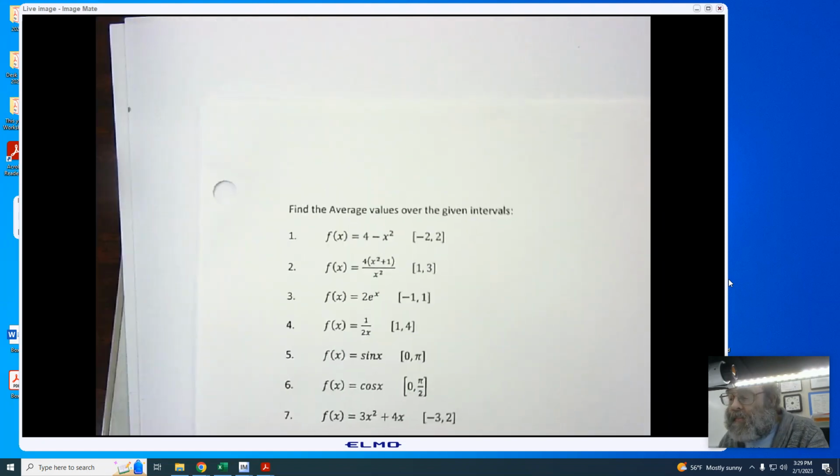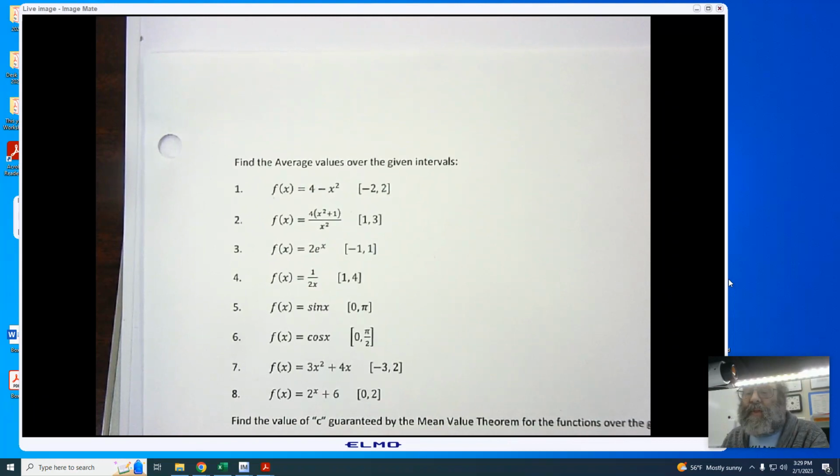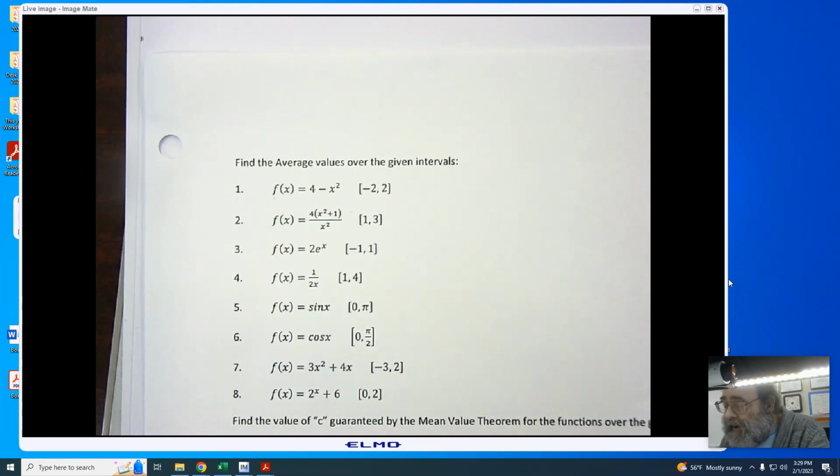We are going to be taking a look at finding average values over a given interval, and I'm going to be using the average value worksheet number 2. This was given to CP class today, and we started working on it, and I'm going to be going over it and helping individuals work on it using these problems.